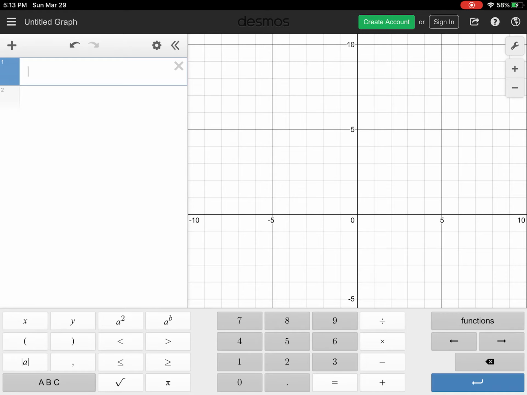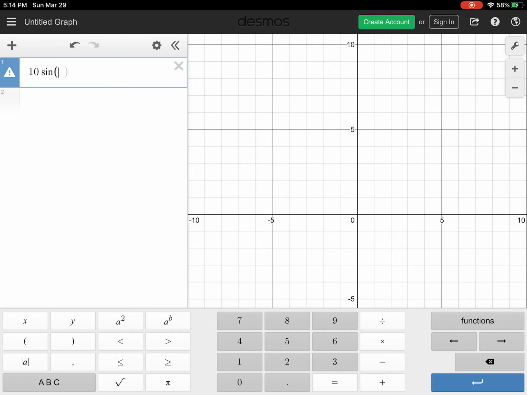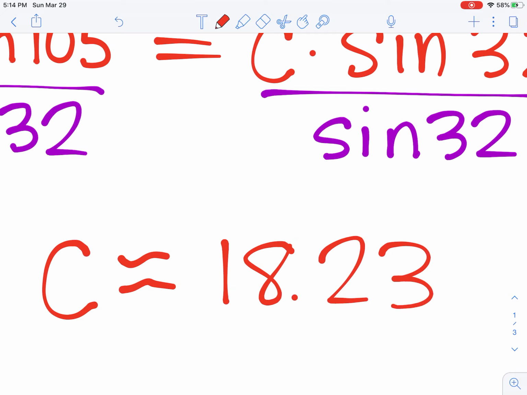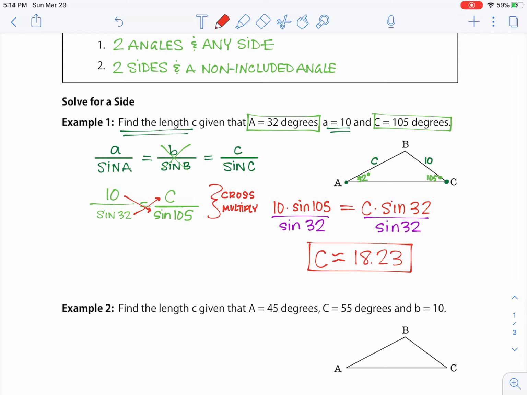So now we're going to type in 10 times the sine of. So again, functions is where you find your trig. So we have the sine of 105, and we're going to divide that by the sine of 32. And we get 18.23. And that is the length of that side.